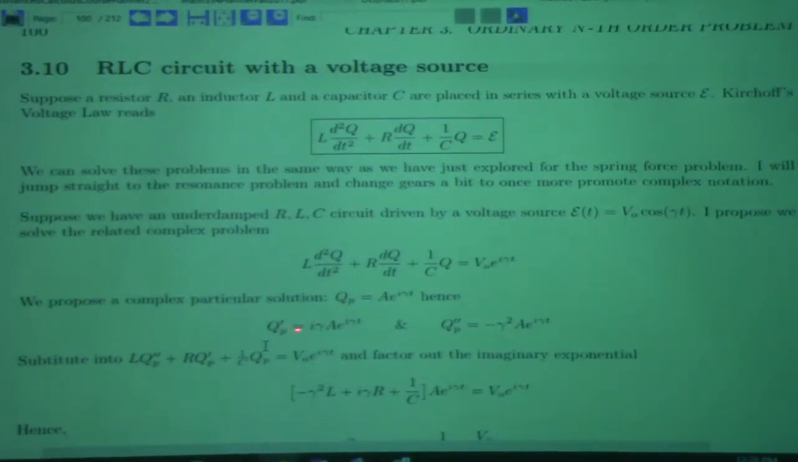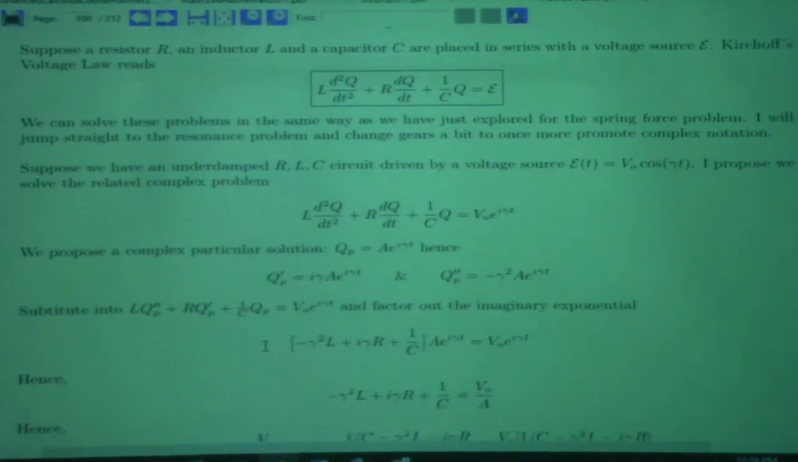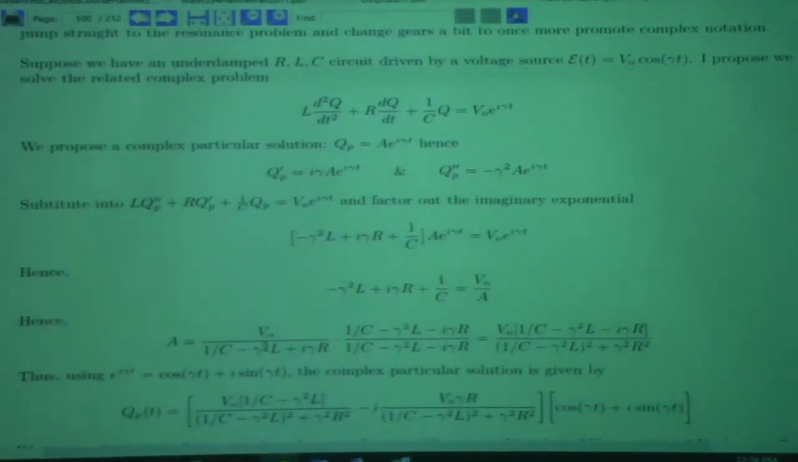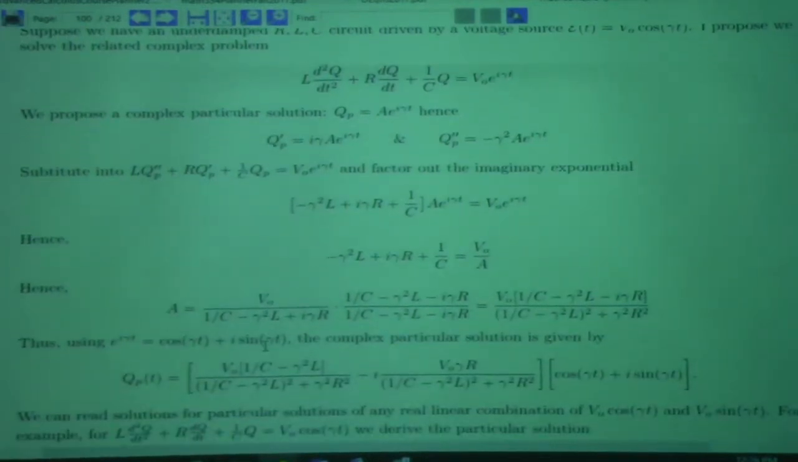So you can differentiate that once or two times, no problem, and plug it in. You get this, and then I can solve for a. And so in the complex notation, it is way, way easier to work out. Well, I say it's way easier. You can disagree if you like, but this is the particular solution.